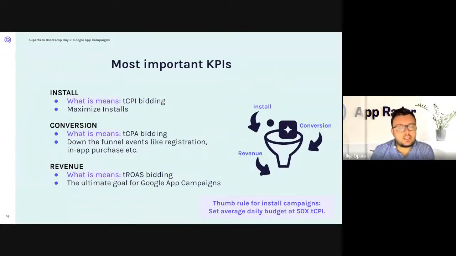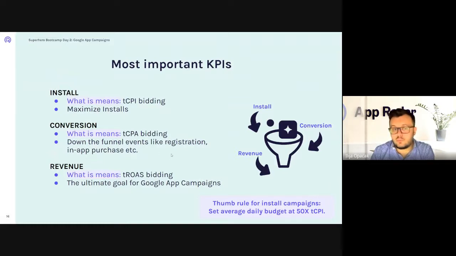And what are the most important KPIs? So again, thumb rule for install campaigns for the first type that we have here: set average daily budget at 50 times the targeted cost per install. Again, quantitative goal. Conversion, what is the meaning of the conversion when it comes to targeted cost per action bidding? Down the funnel events like registration, in-app purchases.